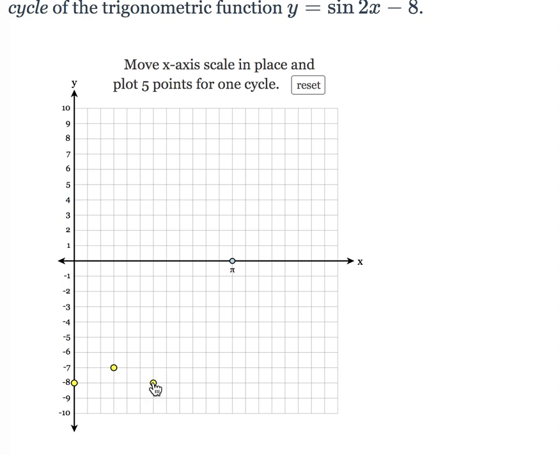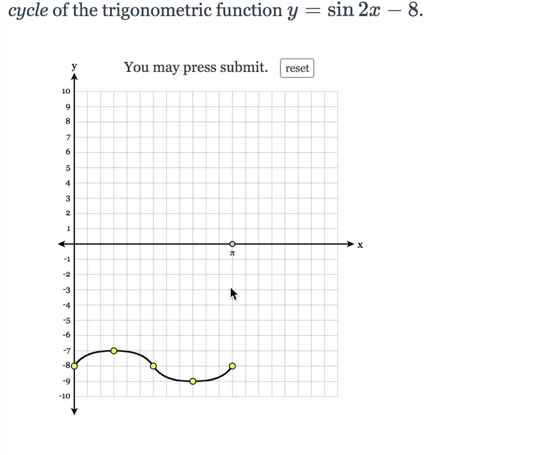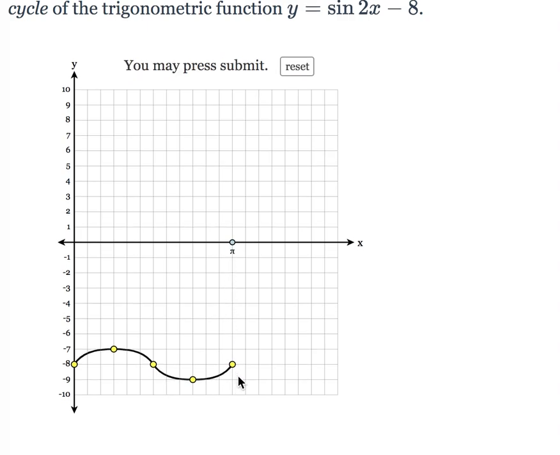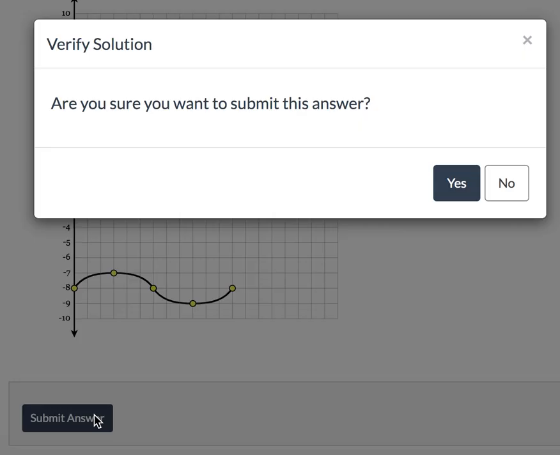Another 3 spaces, I'm going to go down to my minimum, which is -9. And 3 more spaces back in the midline. And this should be where that period ends. I'm going to submit my answer.